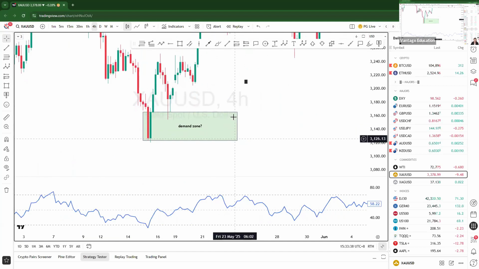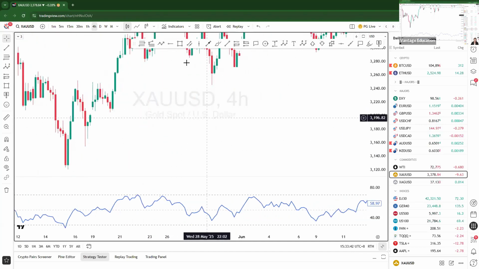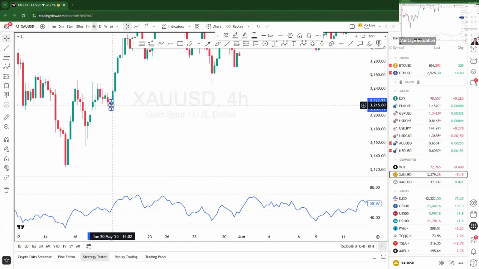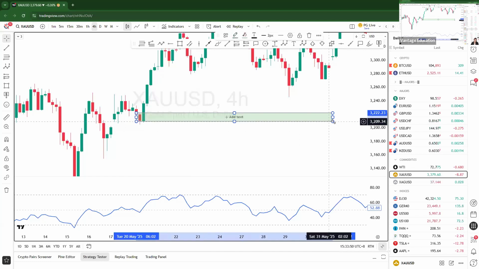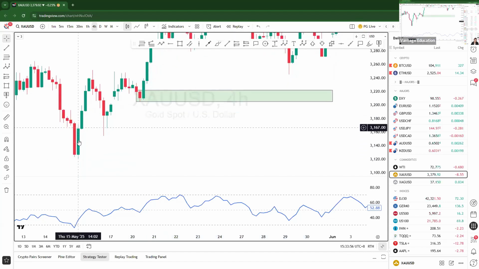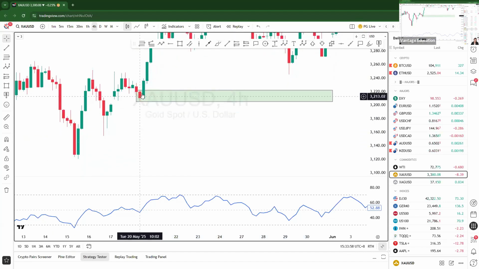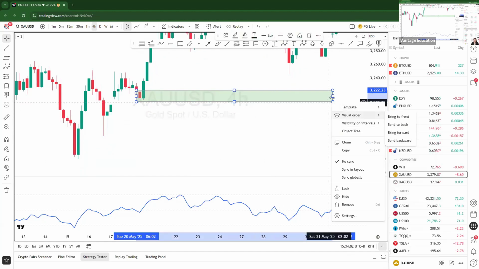Okay, no. So this is not identifying my demand zone. Your demand zone is this one. This is your demand zone. You need to wait for price to close with an engulfing candle. This is not an engulfing candle, right? So this is not a demand zone.